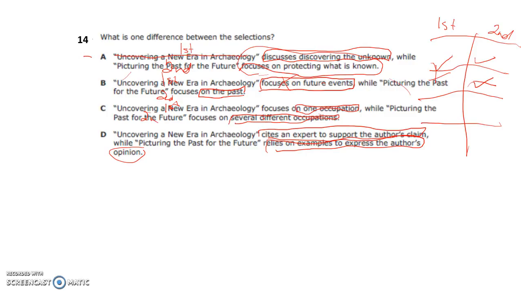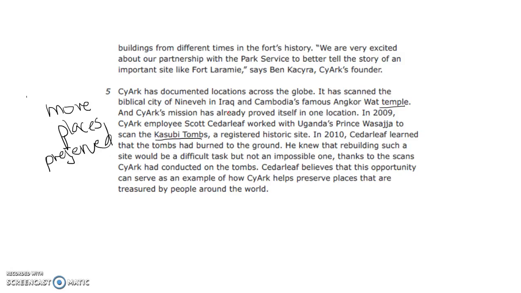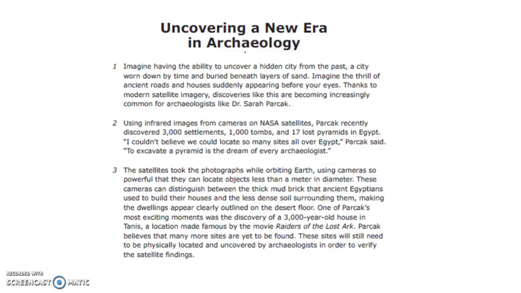Saying that the first passage is focusing on one occupation versus the second passage several different ones. So let's go back and check that. Skim over this one. Does this focus on primarily one occupation? It's pretty much all about what? Archaeologists. Does it talk about different equipment they use? Yes, but it's still all about archaeologists, one occupation.